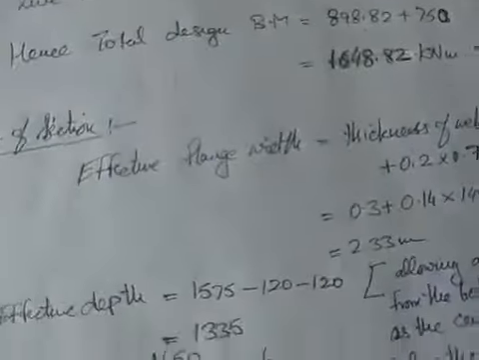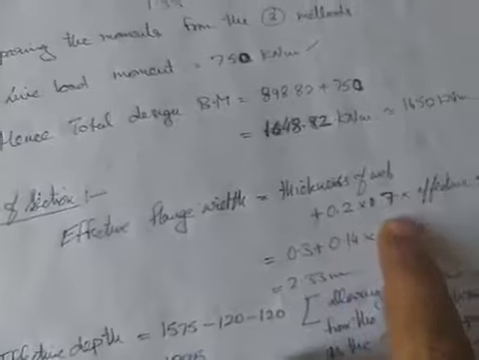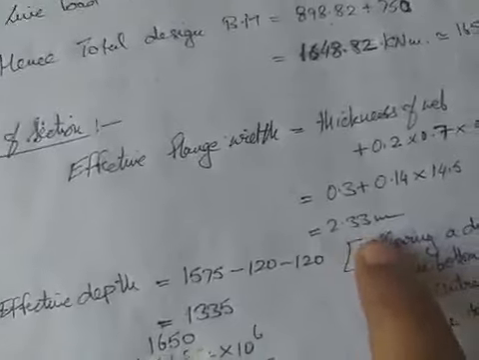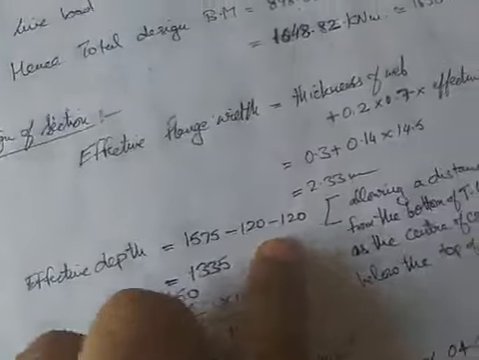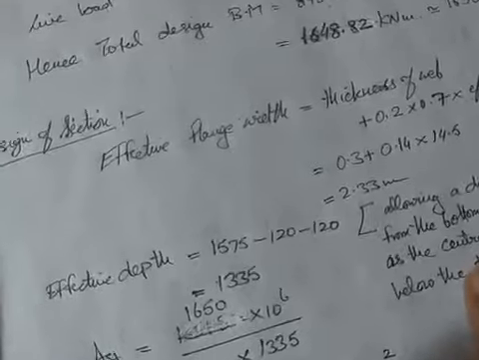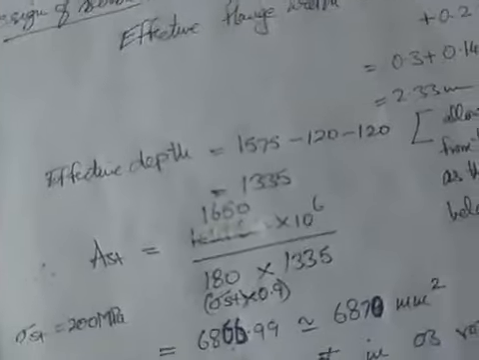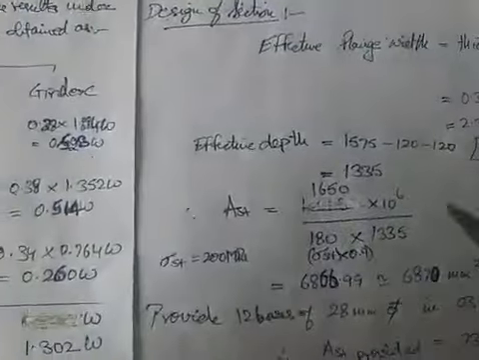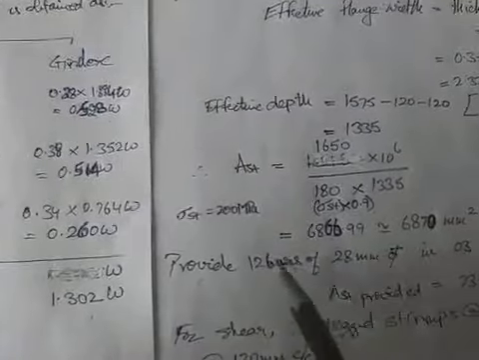Now the effective flange width is given by the thickness of the web plus 0.2 into 0.7 of the effective span. This gives me a flange width of 2.33 meters. So effective depth will be 1575 minus 120 minus 120. From the top a 120 allowance has been taken, and from the compression side again 120 has been taken. So effective depth comes out to be 1335. So 1650 into 10. AST can be calculated again in the same fashion. AST is M by sigma ST into J into D. So this is the steel.